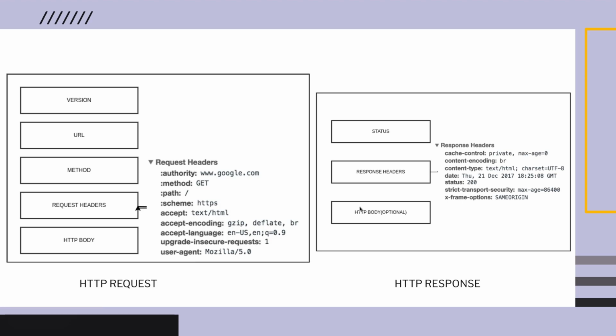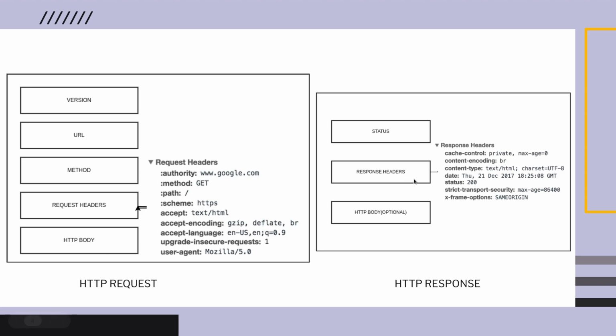So here is an example of an HTTP request and response. An HTTP request will usually contain a version, the URL, and HTTP methods. These are contained in request headers, and there is an HTTP body, right? So if you want to save something to the database, you will send that information in the HTTP body.